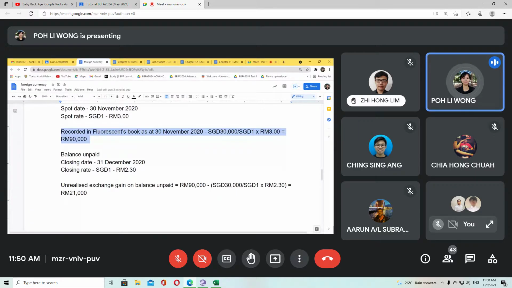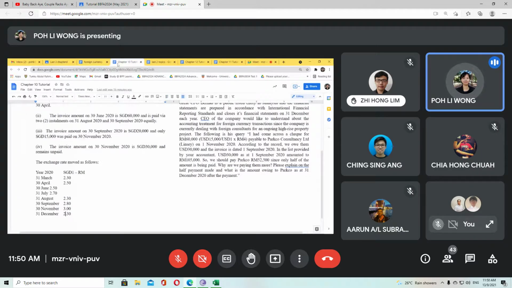So we have unrealized exchange gain of 21,000. Because recorded in your book 90,000. If you make payment on 31st December, you only need to pay 69,000. So there is a gain of 21,000. But this is unrealized because the amount was unpaid. Okay, that was your question 1.